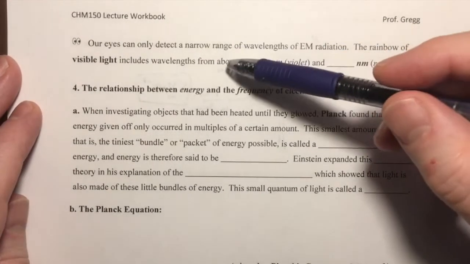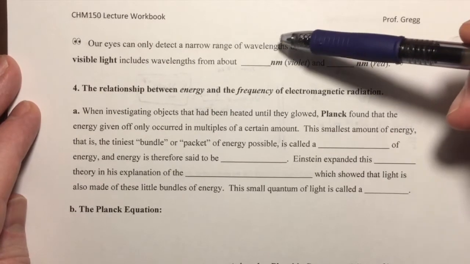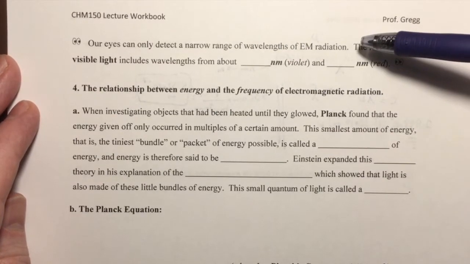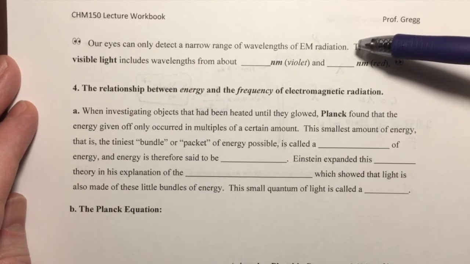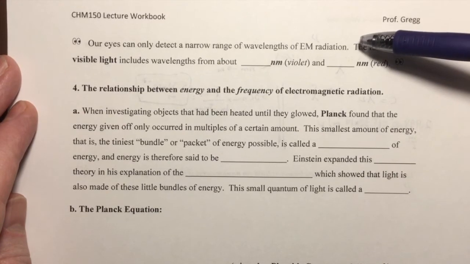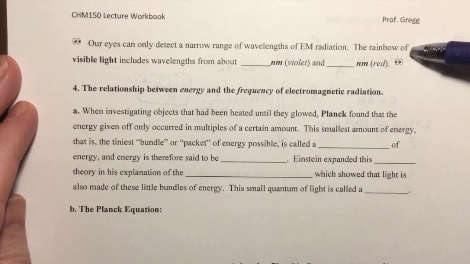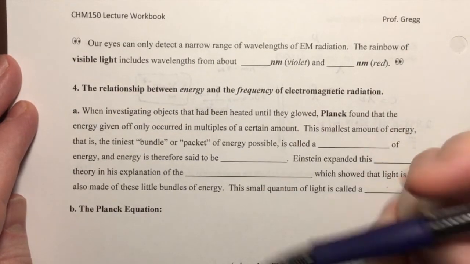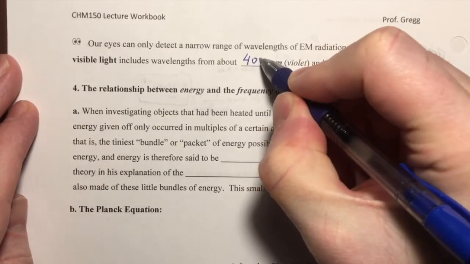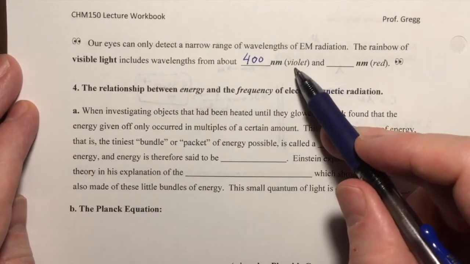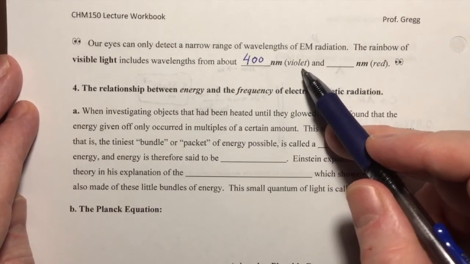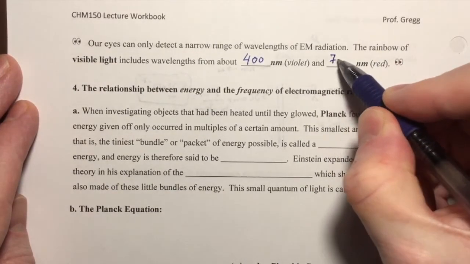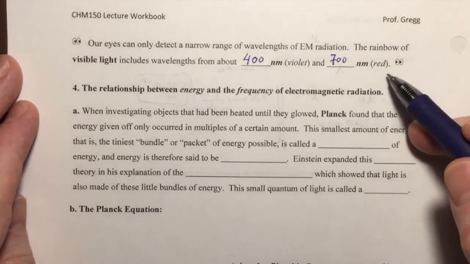Our eyes can only detect a narrow range of wavelengths of electromagnetic radiation. So there's electromagnetic radiation all around us right now. It's just that our eyes can only detect a narrow range of that radiation. And the rainbow that we see of visible light includes wavelengths from about 400 nanometers, which is violet at the violet end of the rainbow, and about 700 nanometers, which is at the red end of the rainbow.